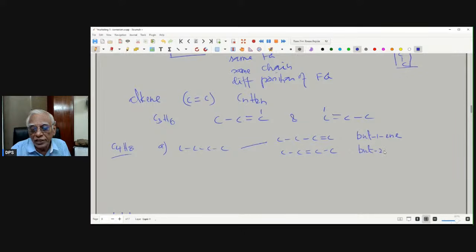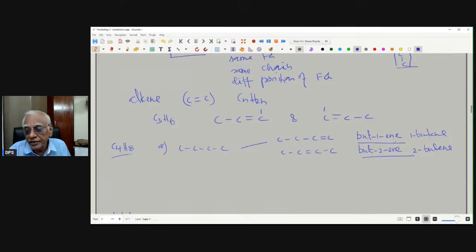Where is the position of the double bond? After the second carbon atom. But-2-ene. Or it is also identified as 2-butene. In some of the books, butene-1, butene-2. But this is the correct method.